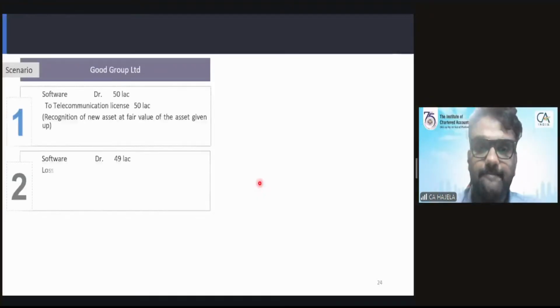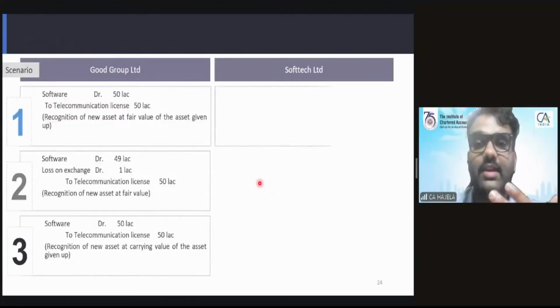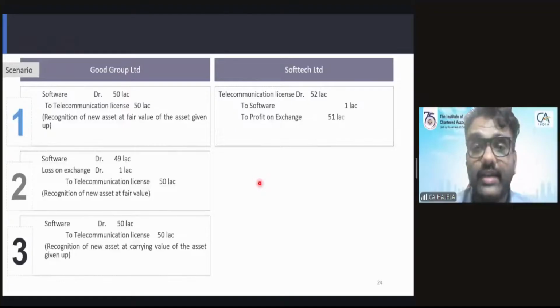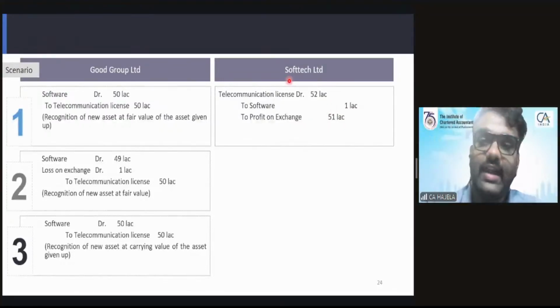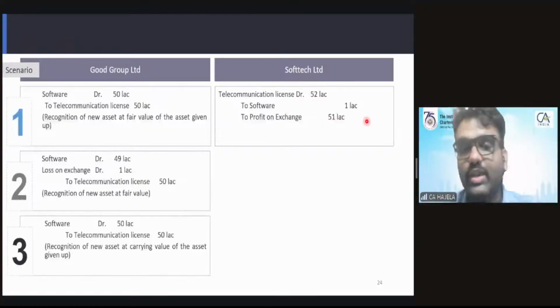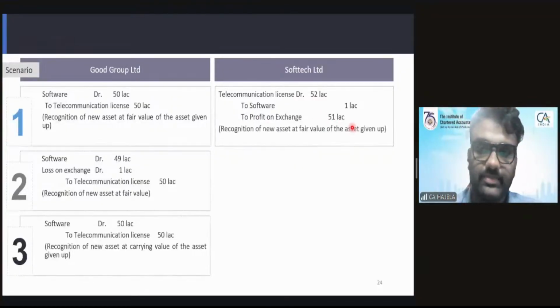Now, what is Softtech Limited giving? They are giving their software worth 52 lakhs, जिसकी book value 1 lakh है, but fair value 52 lakhs है. So the value of the thing that they're getting is 52 lakhs. The book value is 1 lakh. Difference goes in P&L. जो एसेट हम गिव अप कर रहे हैं उसकी फेयर वैल्यू पे रिकॉग्निशन होता है.